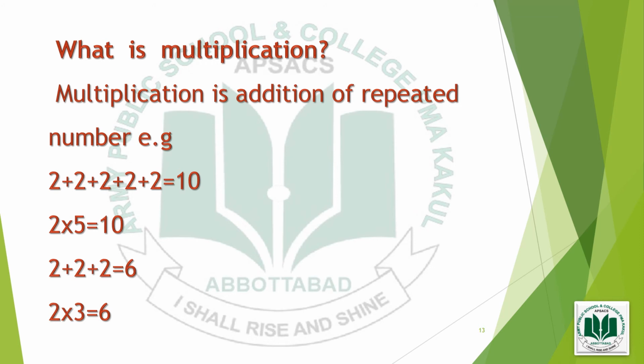Another example is if you have to add 2 plus 2 plus 2, which is 6. Then again, instead of adding 2 three times, we will use multiplication. The number which is repeating is 2, and how many times is it repeating? 3 times. So we will write 2 multiplied by 3, and 2 3s are 6. So that's why we can say multiplication is addition of repeated numbers.